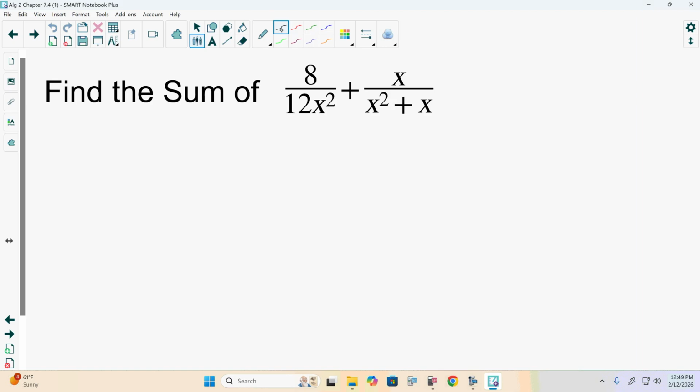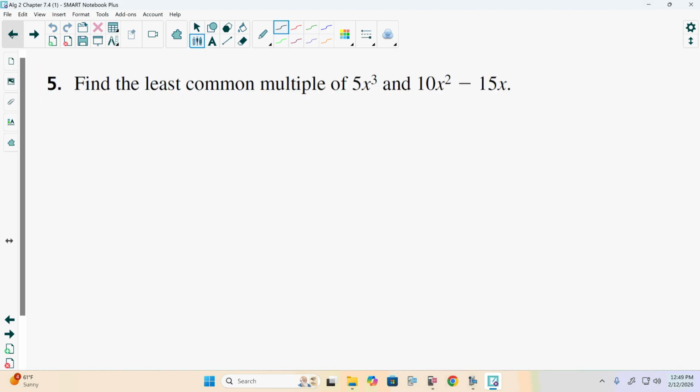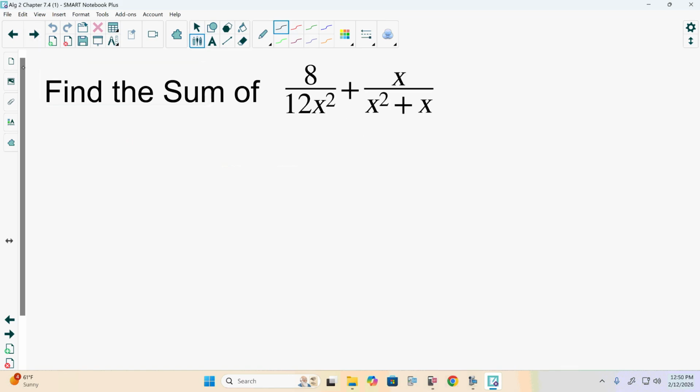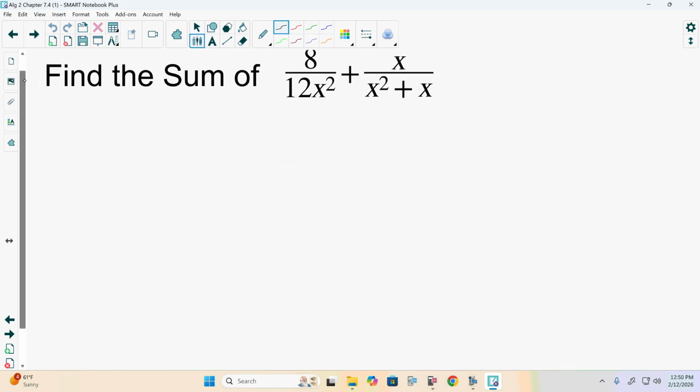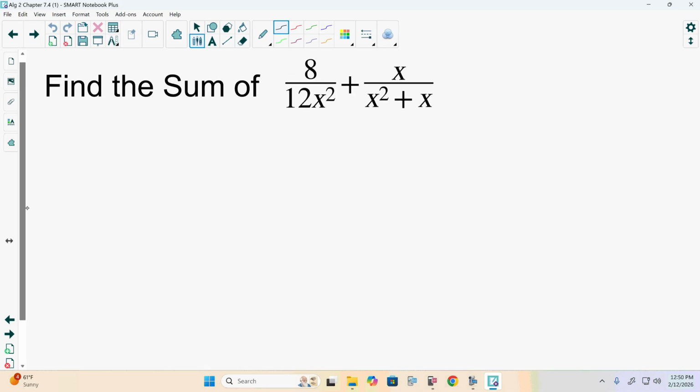So up to this point, we've talked about adding and subtracting fractions, especially with like denominators. If the denominators are already the same, that's very nice because it's just add or subtract the numerators, simplify where needed. Then we went over least common multiple.